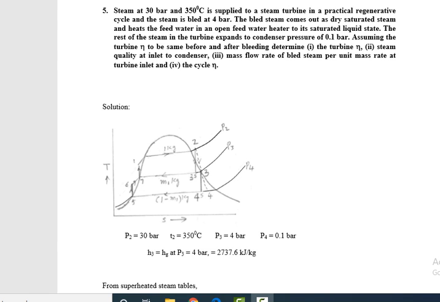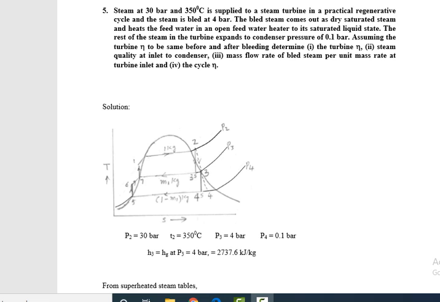Good morning, students. Today we are going to study the remaining numericals based on the open feed water heater, closed feed water heater and multiple feed water heater. So today the topic is all feed water heaters and their numericals. First of all, before starting the numerical, I will revise again what is the feed water heater, what is the open feed water heater, what is the closed feed water heater.